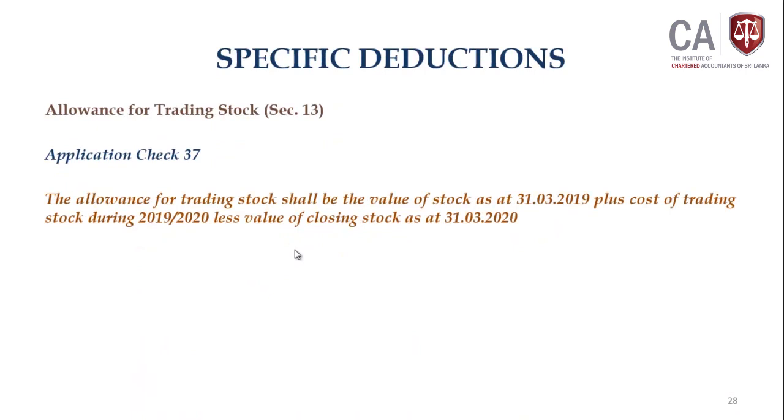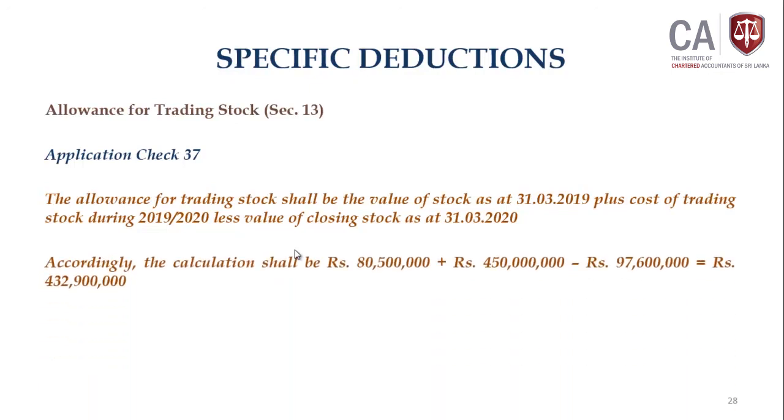The allowance for trading stock will be the opening stock plus cost of trading stock during the year minus closing balance. The opening stock 80,500,000 plus cost incurred in the year 450 million minus closing stock 97,600,000. So, that is equal to 432,900,000, which is my allowance for trading stock, deductible under section 13 of the Revenue Act.